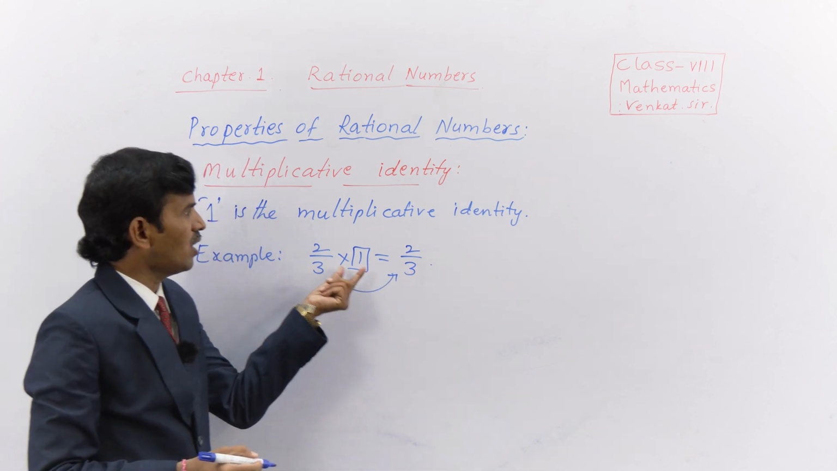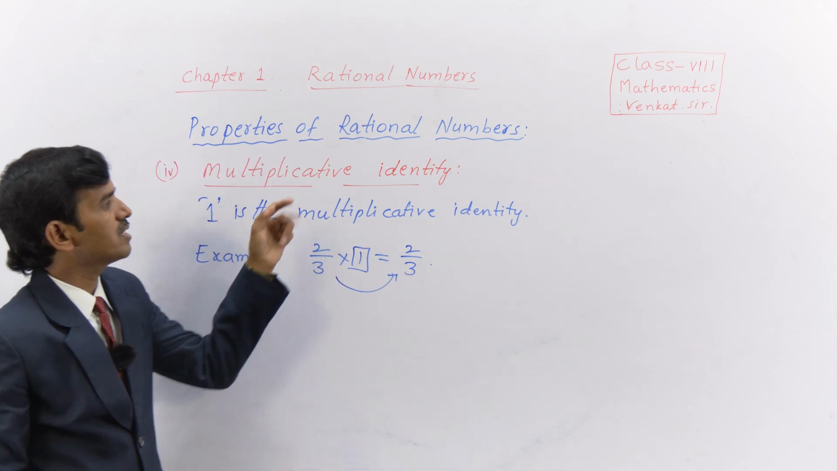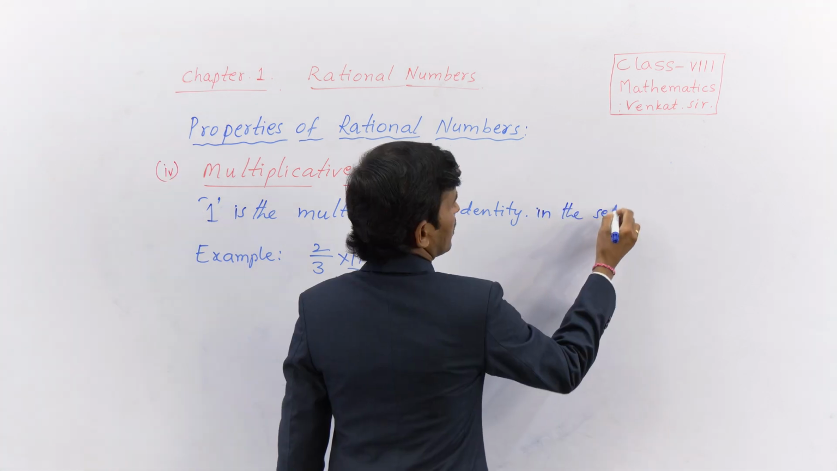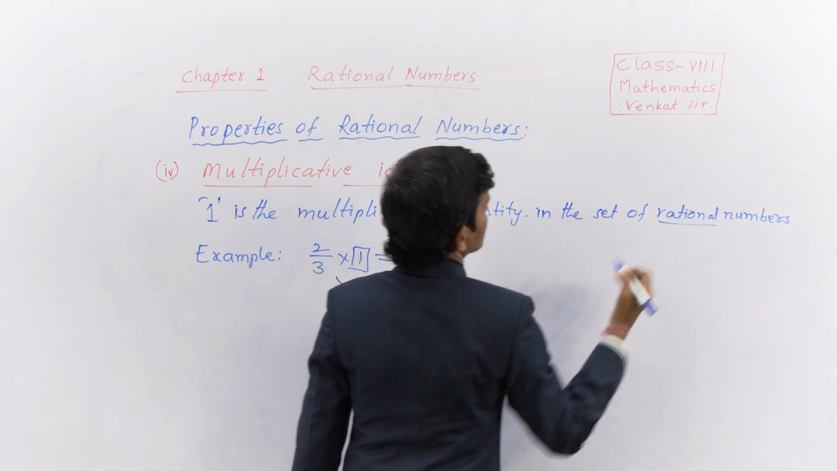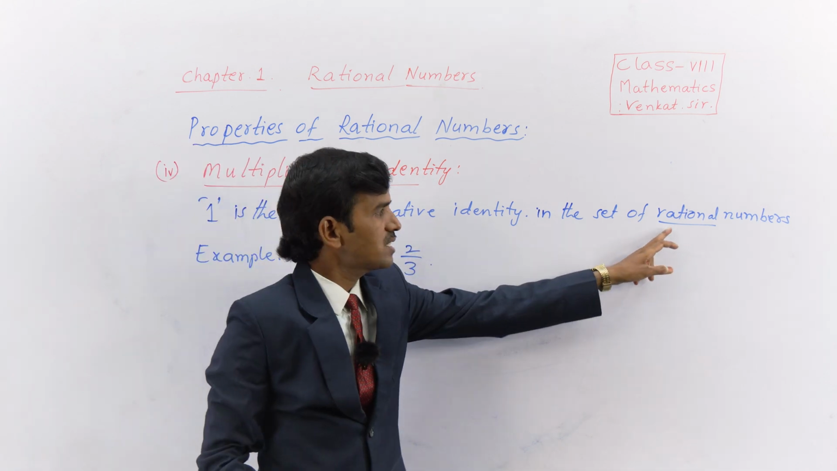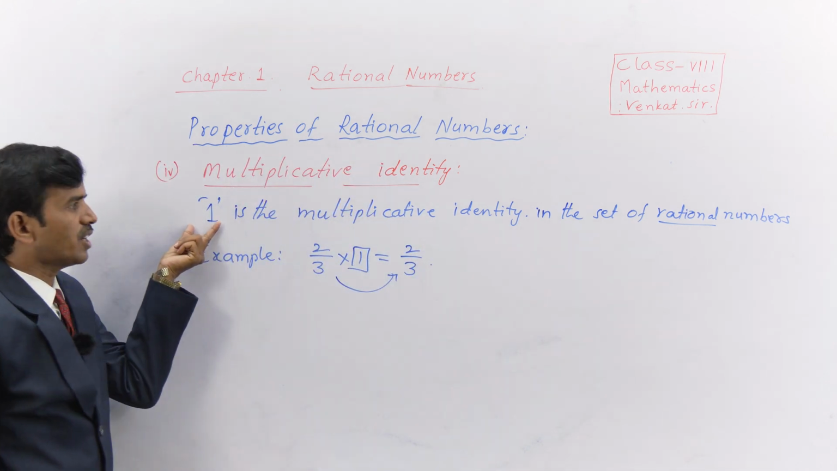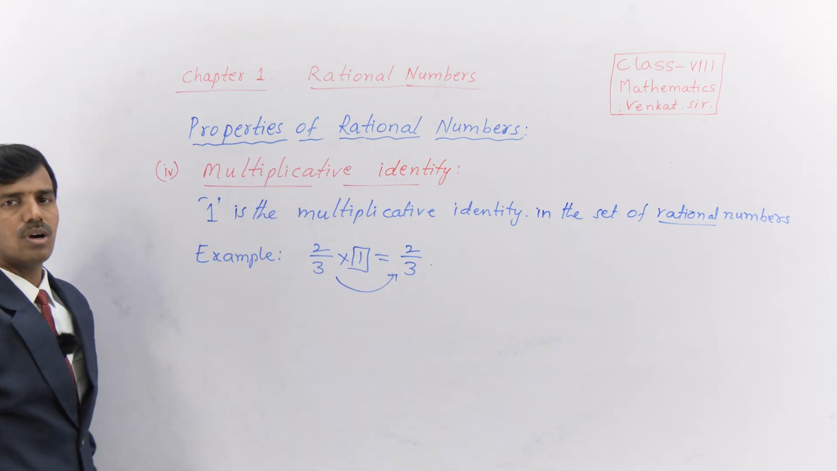Therefore 1 is called the multiplicative identity in the set of rational numbers. Does 1 exist in the set of rational numbers or not? Yes, the number 1 also exists in the set of rational numbers. That is why we treat 1 as the multiplicative identity.